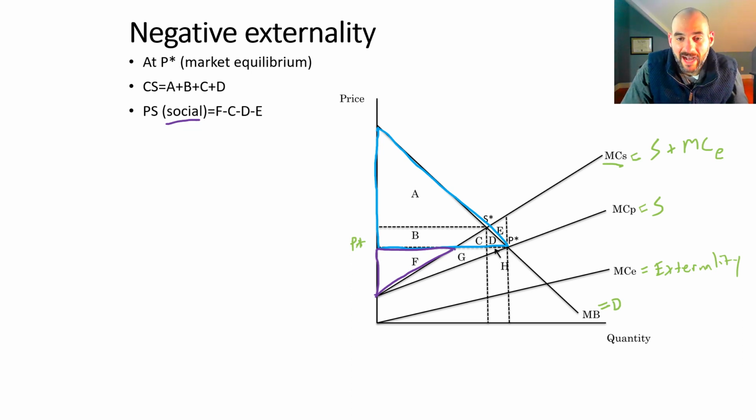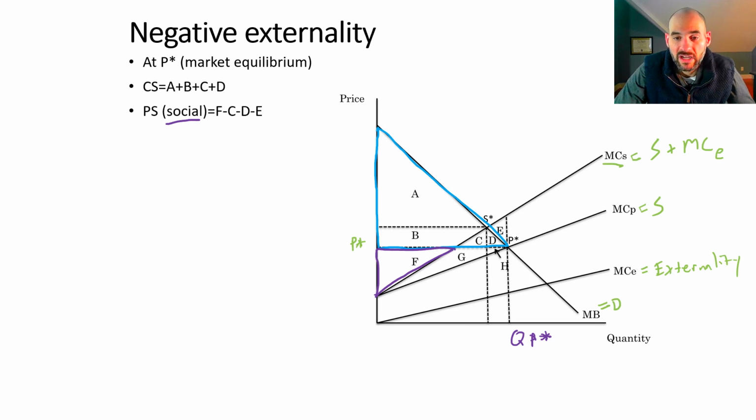However, we're not stopping with triangle H because we're producing, call it QP star. We're producing QP star units of production. And so every unit that we produce is going to contribute something to either consumer surplus or producer surplus. There's going to be some relationship between marginal benefit and marginal cost for every unit which we produce.